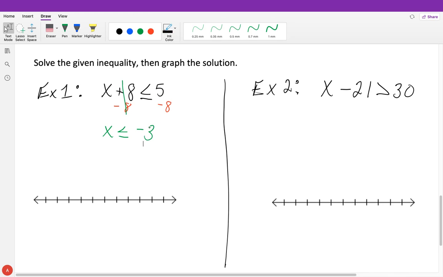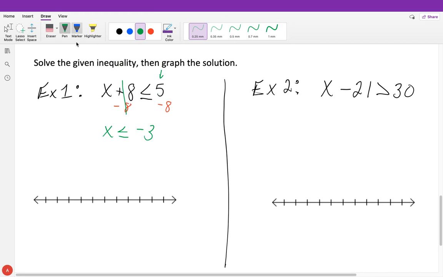So before we can graph, we have to solve for it first, which means we need to get x isolated all by itself. Some of the common mistakes that people will make is they will try to graph before they solve, and then they'll graph that it's less than or equal to 5. So make sure you isolate your variable before you go ahead and graph anything.